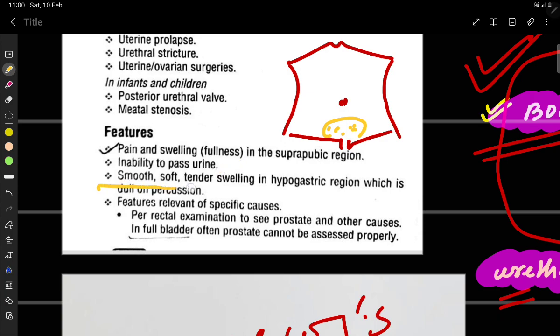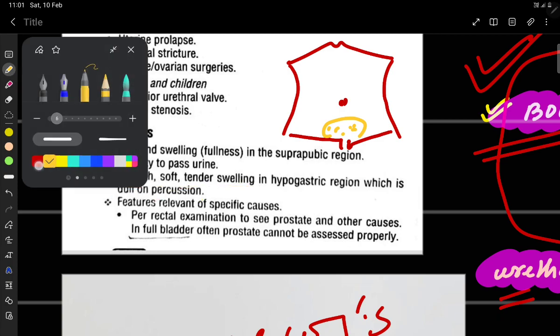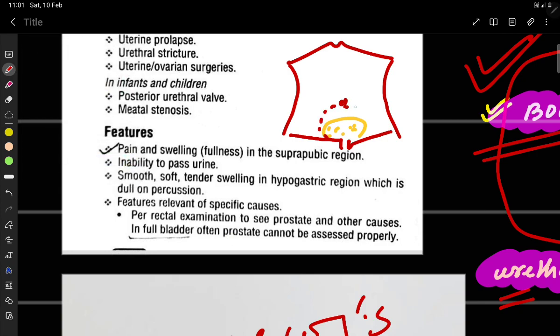A smooth, soft, tender swelling in the hypogastric region, which is dull on percussion. On clinical examination, this abdominal swelling is smooth, soft and tender, and on percussion it is dull. So these are the clinical features.